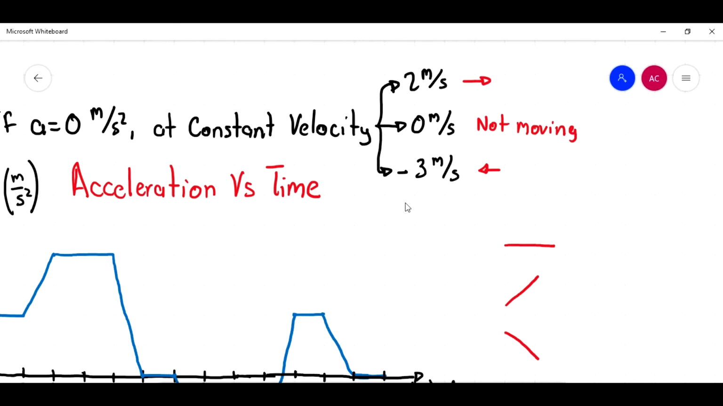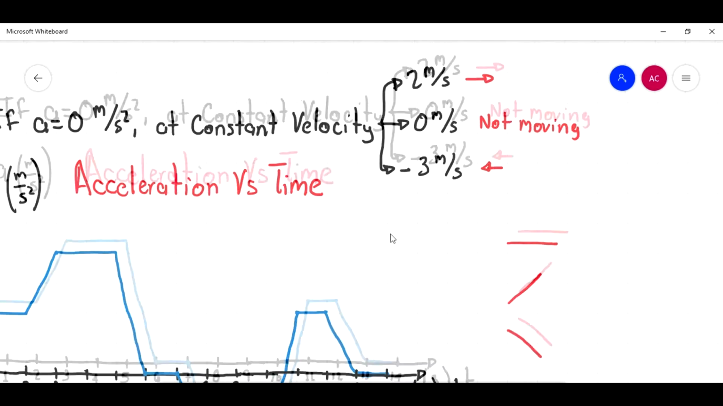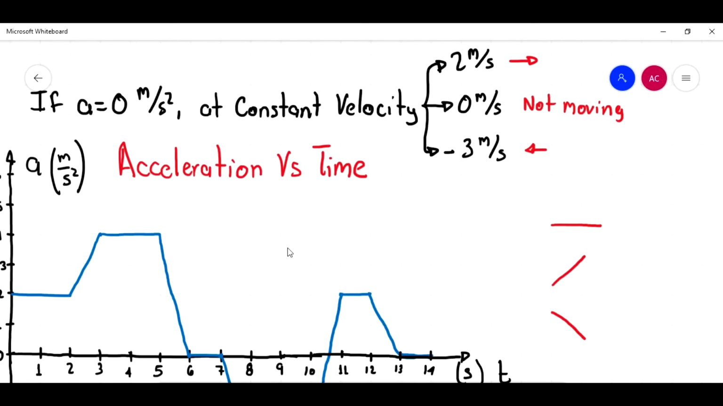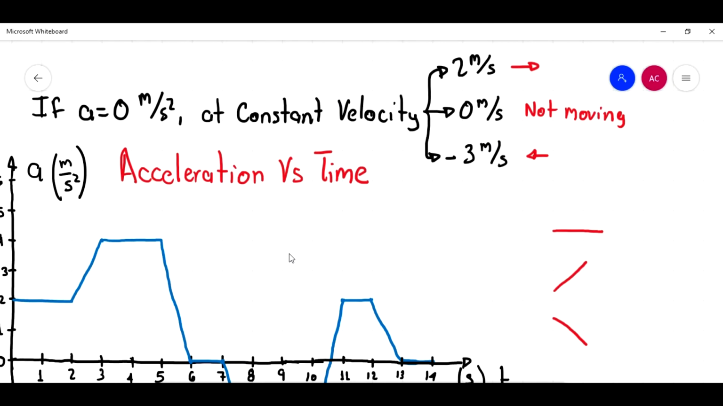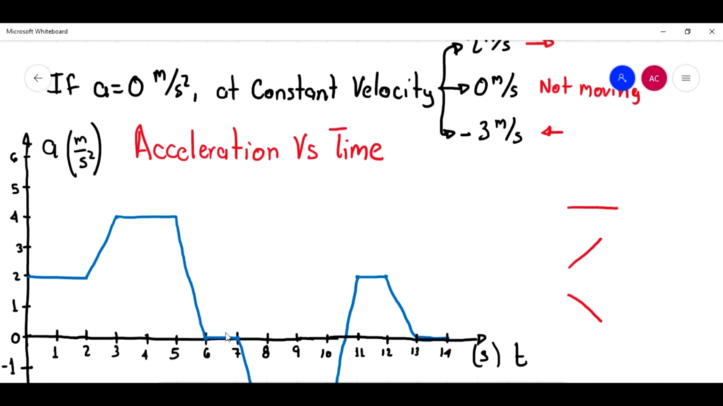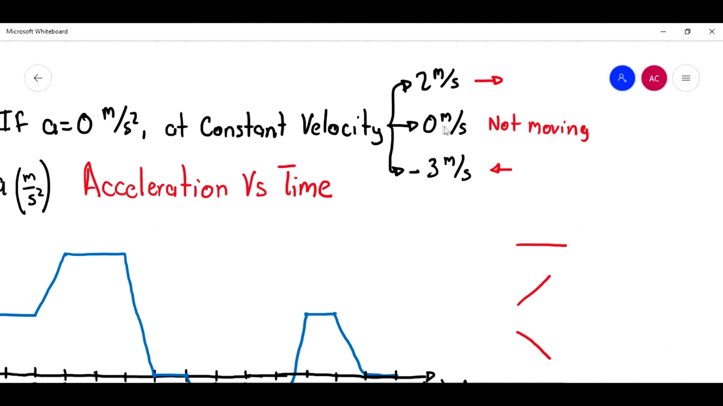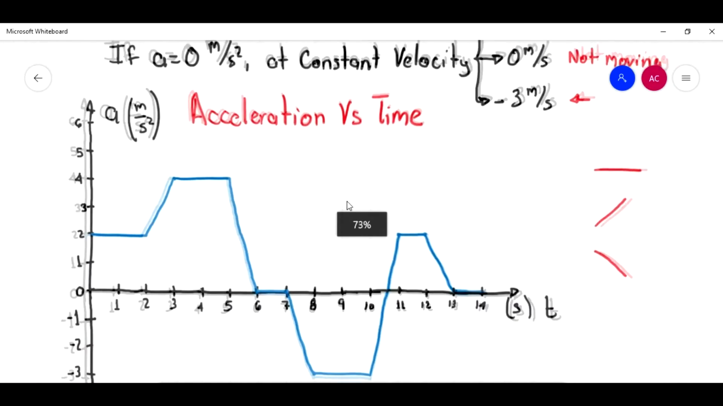We got the magnitude, and also the sign that gives us the direction. But in this moment of time, 6 and 7 seconds, we cannot know if the car is not going to move, because at this point the acceleration is 0. If the acceleration is 0, it's going to move at constant velocity. It could be 0 meters per second, or a positive velocity, or a negative velocity.